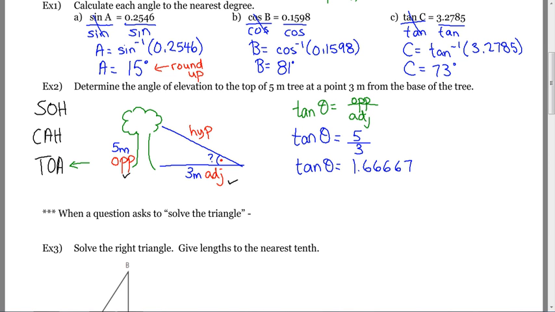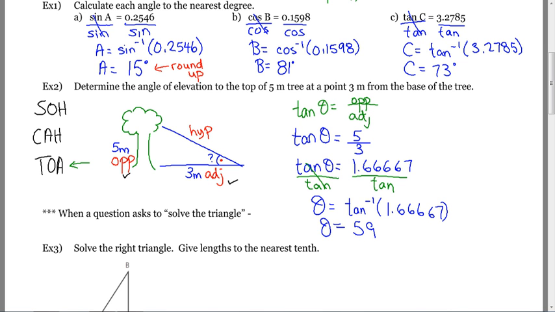Okay, so now we want to get theta by itself, and we do that by dividing by tan. We just learned that like 10 seconds ago. Divide by tan on the calculator, you would do second tan, or tan to the negative 1, of 1.66667. Theta would equal 59 degrees.